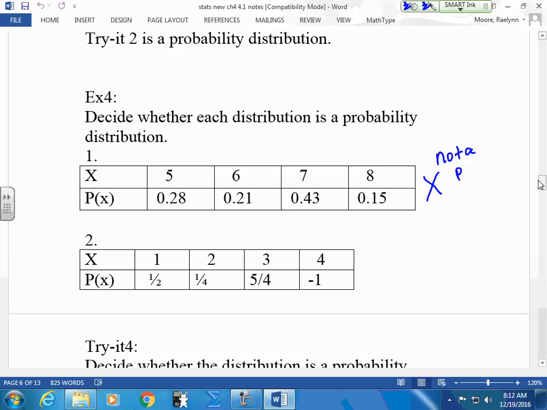That's not either. Good. This is negative. And what else is off? 5/4. What about 5/4? It's greater than 1. But if I add them all together, do they add up to 1? Maybe. So is it good if they add up to 1? Nope, they have to meet both conditions, and this one fails the first condition. So this is not a probability distribution either.